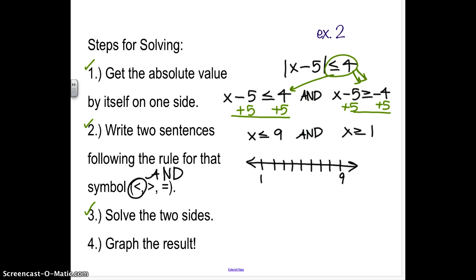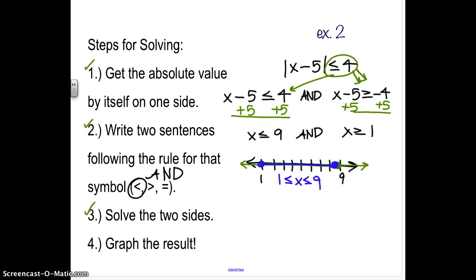X has to be less than or equal to 9. Closed circle going that way. X has to be greater than or equal to 1. This is an and situation. When it's an and situation, we need both where they overlap. They overlap here, all the way over to here. This is our solution. Our sandwich will look something like that.